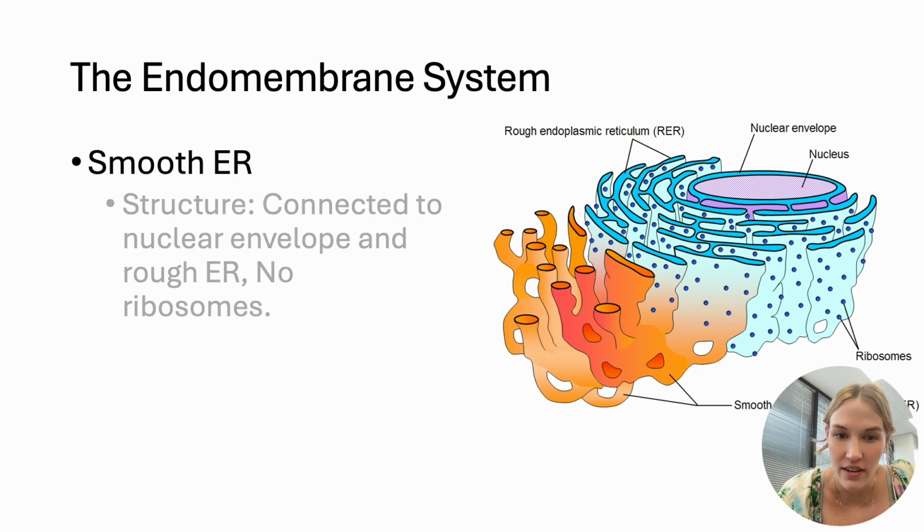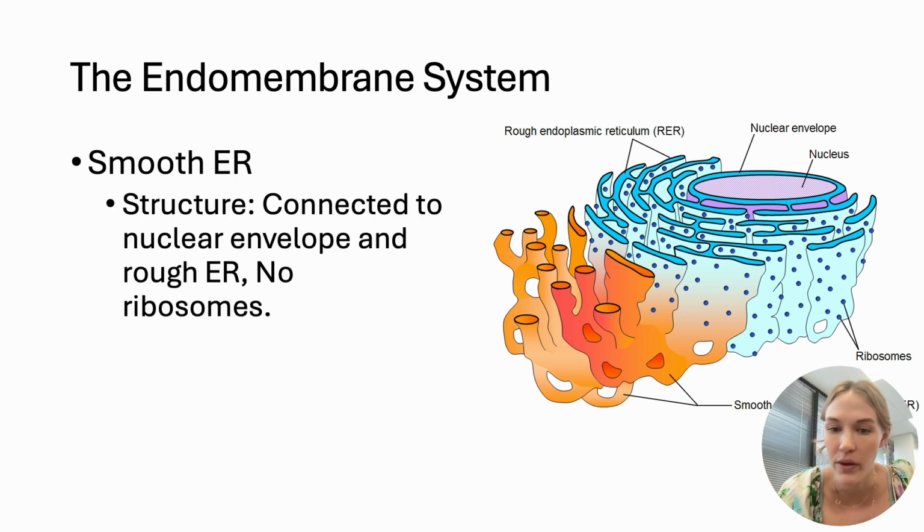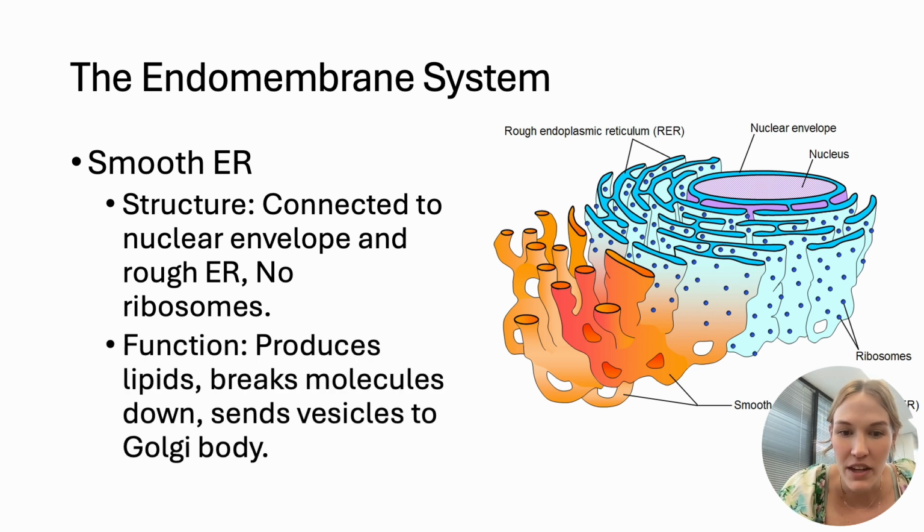Okay, the smooth ER is different. It doesn't have any ribosomes, so it shouldn't be making any proteins. It is still connected to the nuclear envelope and the rough ER, but it's famous for producing lipids. So the way I remember this, and it's a little silly, but it has still worked since I was taking AP Bio, I always think, okay, things that make my skin soft are often oils. Oils are lipids, and so when I say smooth ER makes my skin smooth, it's a little silly, but it does help me remember. It can also break molecules down, and it can send vesicles to the Golgi body.